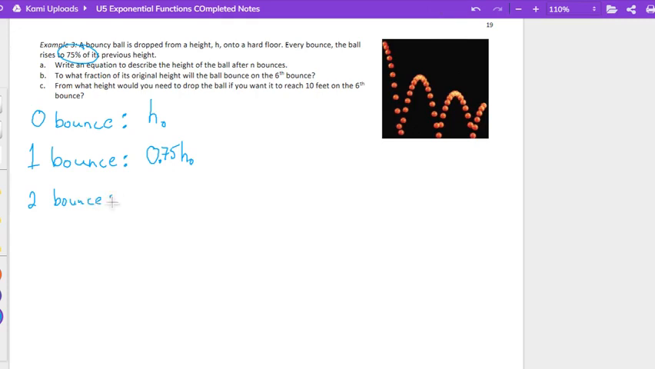On the second bounce, it's going to bounce to 0.75 of the last bounce. Do you see that? This is bounce number 1, and bounce 2 is going to be 75% of bounce 1.